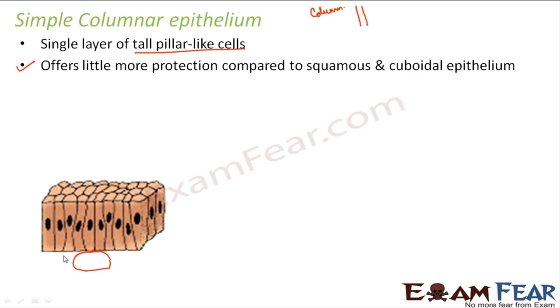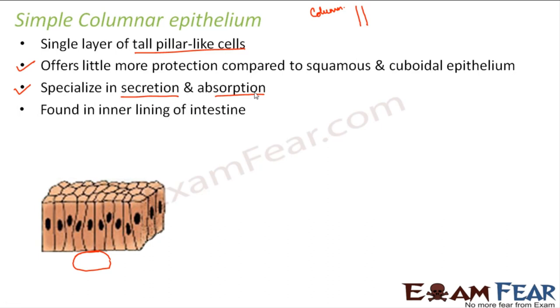The cuboidal one is a little better than the squamous epithelium, right? So here, giving protection becomes a major function. It also specializes in secretion and absorption. So it is also present at places where things are secreted or things are absorbed. So where do we see this? It is found in the inner lining of the intestine, because even in the intestine, absorption of nutrients takes place, because the intestine plays a very important role in digestion, right? Now, when the food gets digested, the nutrients from the food have to be absorbed. So during that absorption, this kind of simple columnar epithelium really helps.